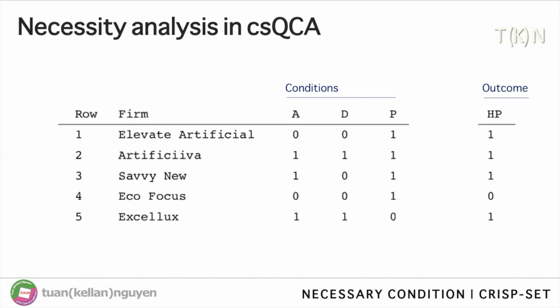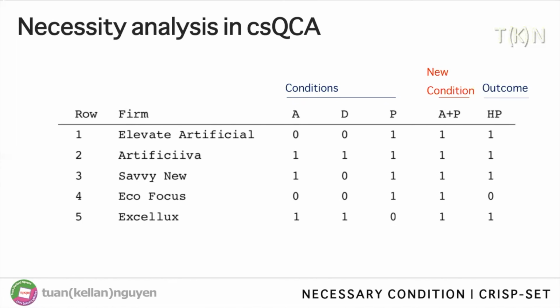In the next step, we can ask whether a combination of conditions is necessary for the outcome or not. We have some reasons to expect firms investing in either AI or people may have a positive outcome. Then we may add a new column, which is a new condition, A or P, or the union of A and P. This column represents the membership of all cases in the union set of A and P.